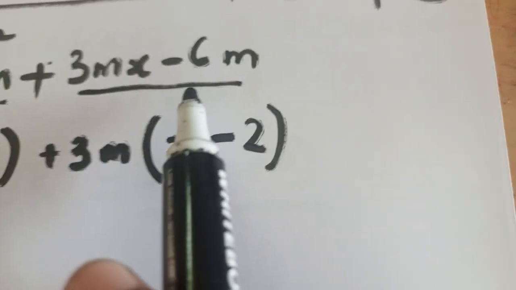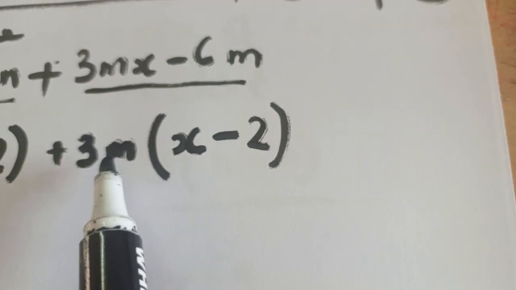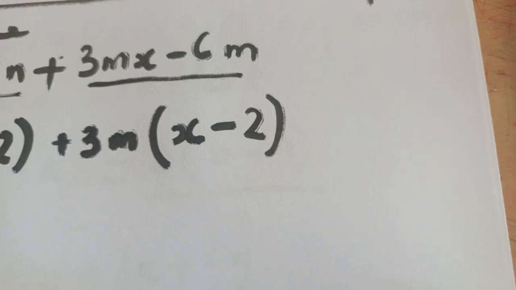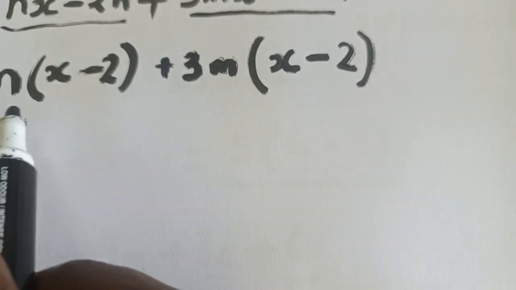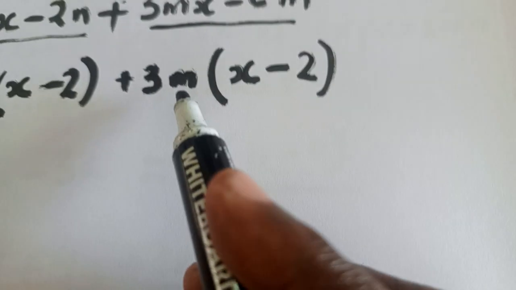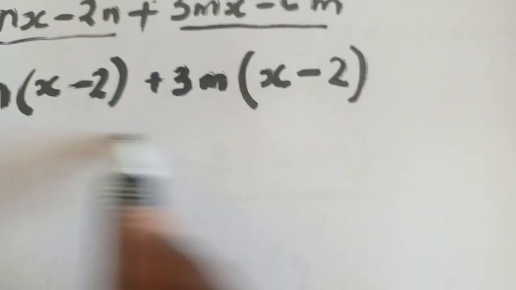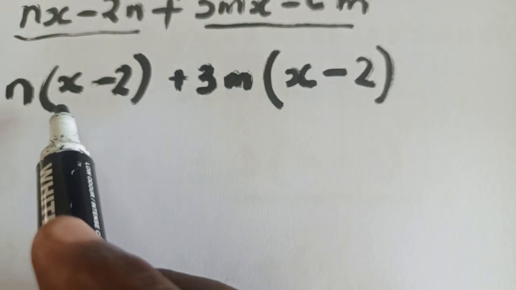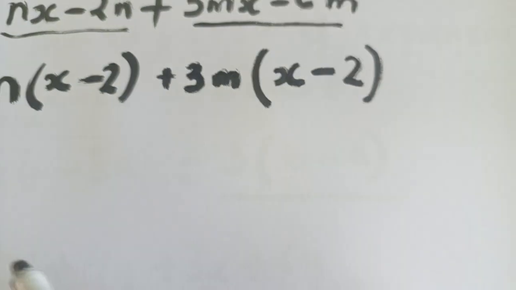In the second group, the common factors are 3 and m, which translates to 3m. Then we have into x minus 2. Now, if you use your eyes properly, you'll see here we have n multiplied by x minus 2, and then plus 3m multiplied by x minus 2. So in this expression, we have a common factor again, and our common factor here is x minus 2.